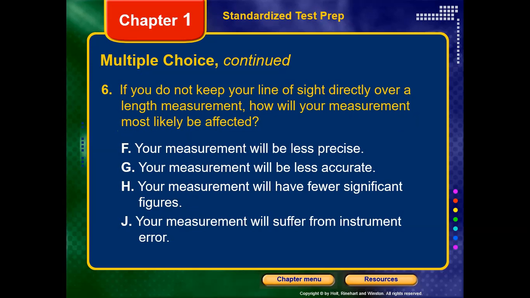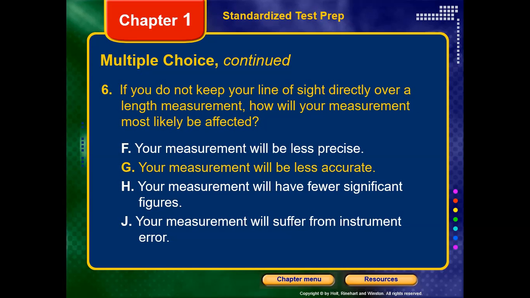Next question. If you do not keep your line of sight directly over a measurement, how will your measurement most likely be affected? Your measurement will be less accurate.